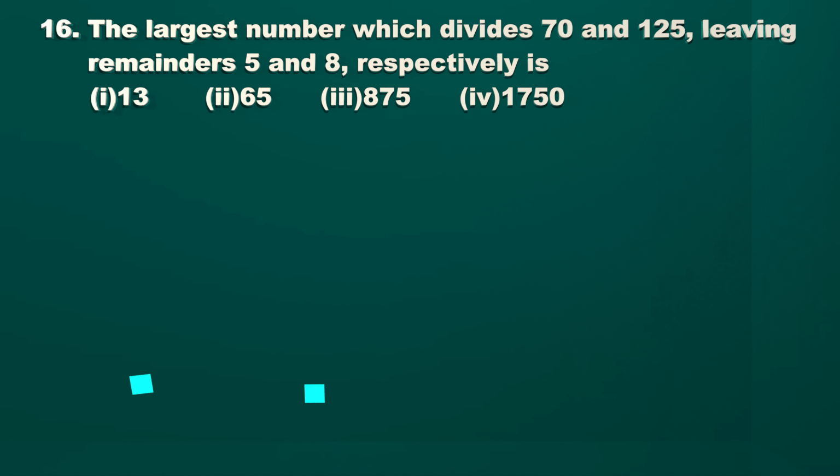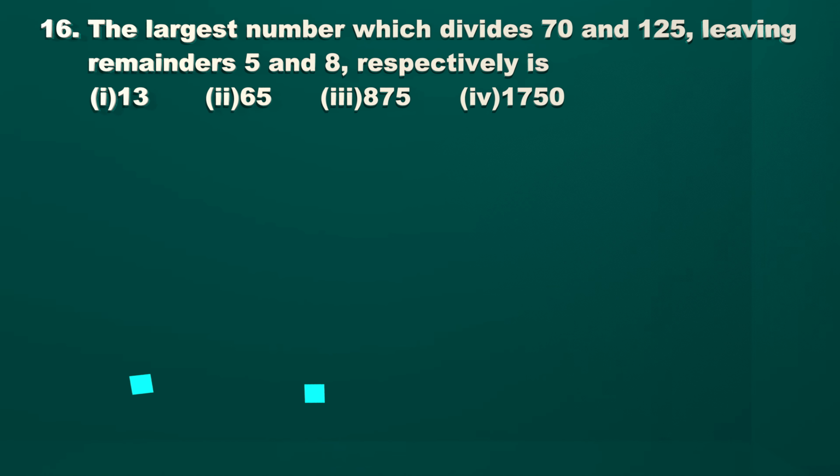Let's check the second option. 70 is divisible by 65 one time, leaving remainder 5. So we satisfied the first condition, which is 5. Now let's divide 125 by 65. It is divisible by 65 one time, leaving remainder 60. So this time the remainder is 60, but we want it to be 8. That means 65 is also the wrong option.